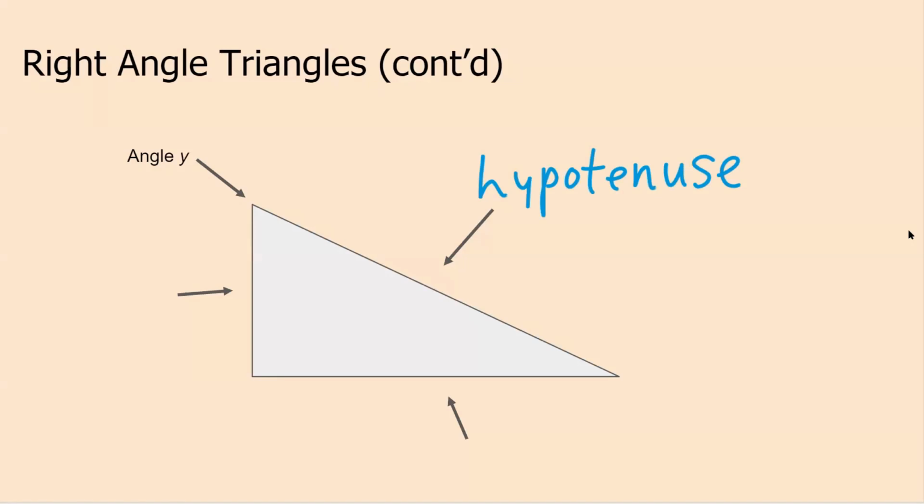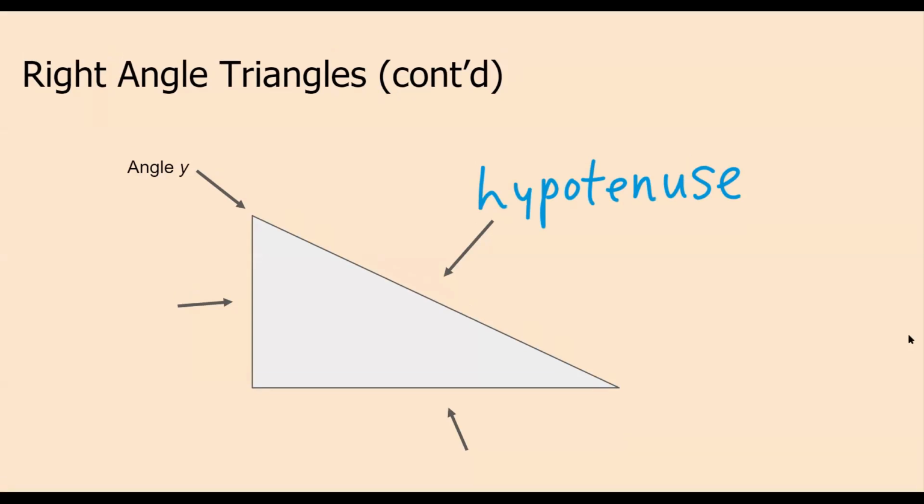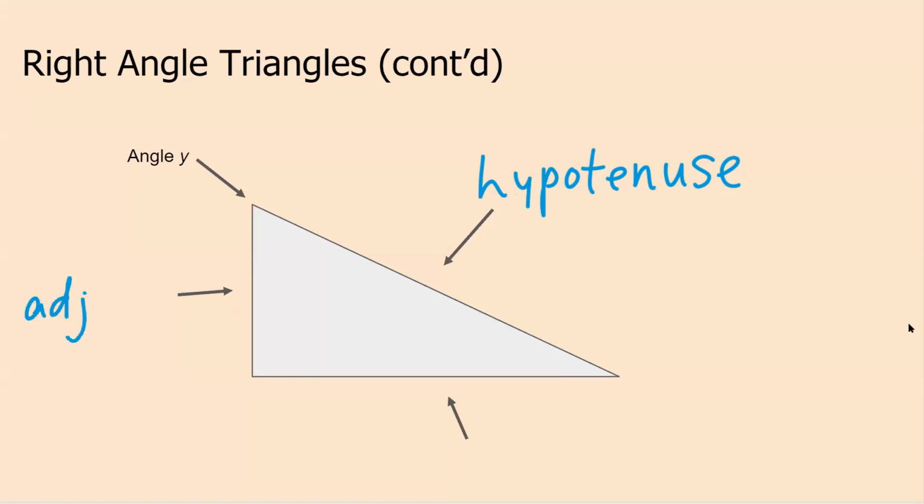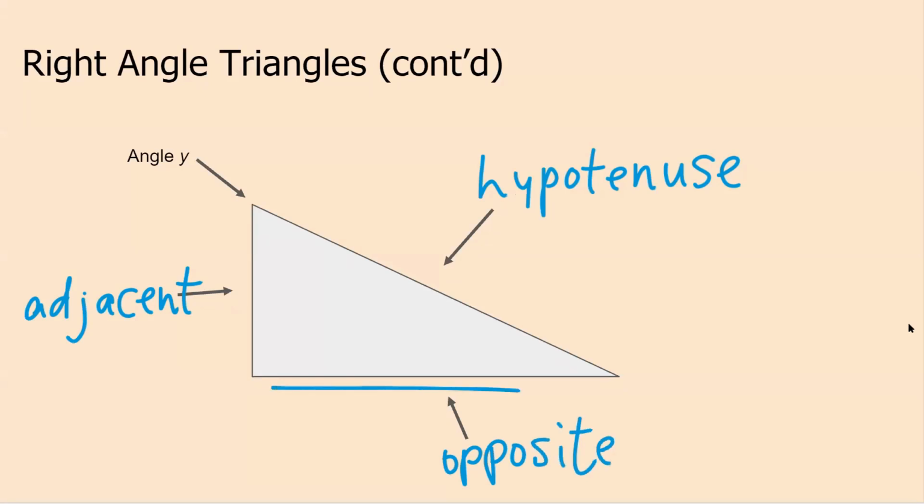Now which side is the adjacent? If we look back at the angle, we can see that there are only two sides that are touching angle Y. So one side's already the hypotenuse, which means the other side is the adjacent. Now this leaves the last side, which would be the opposite. And if you look back, you can see that this side is directly opposite of the angle y.